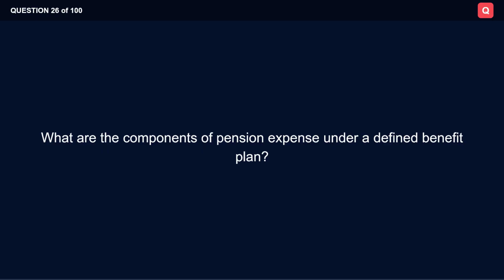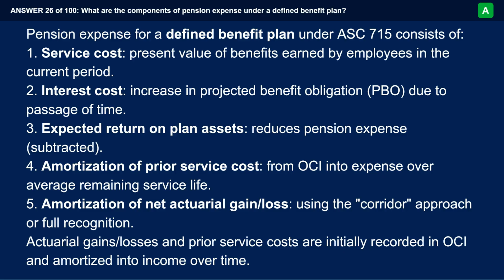What are the components of pension expense under a defined benefit plan? Pension expense for a defined benefit plan under ASC 715 consists of: 1. Service cost, the present value of benefits earned by employees in the current period. 2. Interest cost, the increase in projected benefit obligation, PBO, due to passage of time. 3. Expected return on plan assets, which reduces pension expense, subtracted.